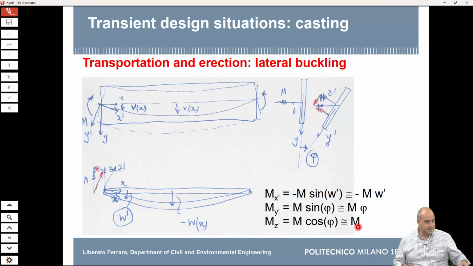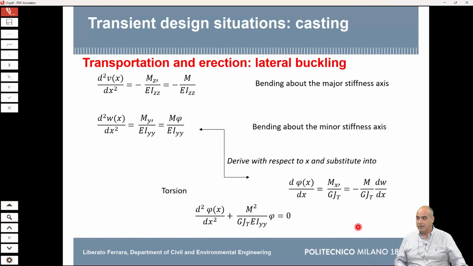What do we do with this now? Well, we use the fundamental equation of the beam mechanics, and we know that the second derivative of the deflection is equal to minus the bending moment divided by the flexural stiffness. The second derivative is approximately the curvature.